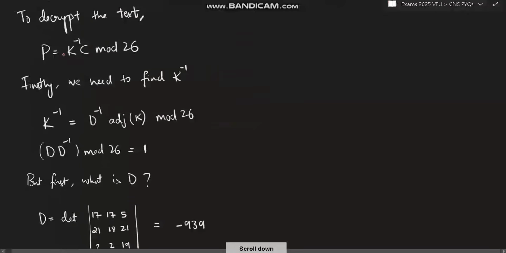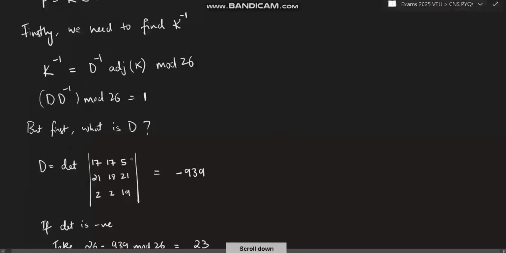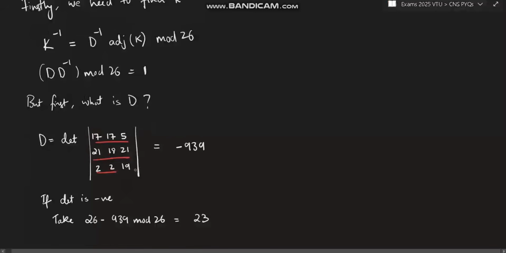To decrypt, we have to find out K inverse C mod 26. Firstly, we need to find out K inverse. We'll be needing this formula: D inverse times adjoint K mod 26. To find out D inverse, we'll have to find out D first. So what is D? D is nothing but the determinant of the matrix which they have given. Find out the determinant. If you don't know how to find out the determinant, refer to the previous question. They have explained in detail.